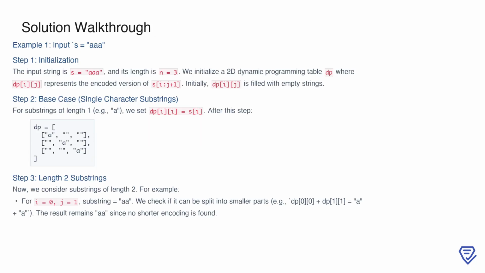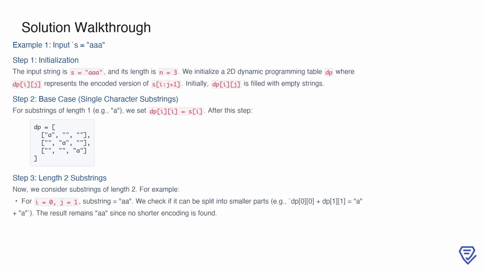Additionally, we check if the current substring can be represented as a repeated pattern. For this, we iterate through all potential lengths of the repeating unit, denoted by k. If the length of the substring is divisible by k, we extract the first k characters as the candidate repeating unit. We then check if repeating this unit the required number of times recreates the original substring. If it does, we construct an encoded representation of the form number of repetitions[encoded repeating unit]. For example, a substring like AAAA might be encoded as 4[A]. If the length of this encoded string is shorter than the current value in DP[i][j], we update DP[i][j] with this new encoding.